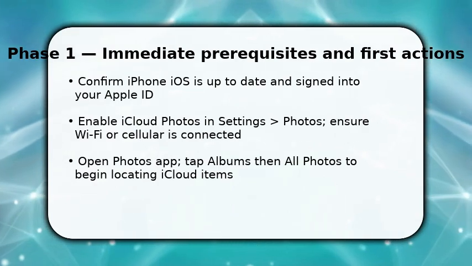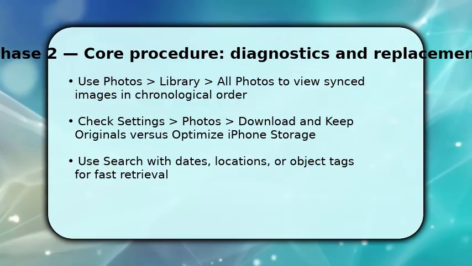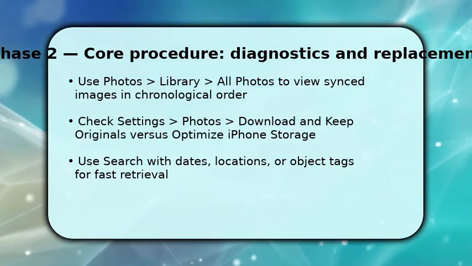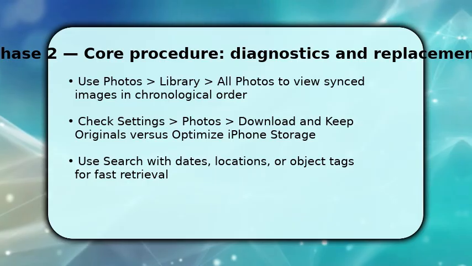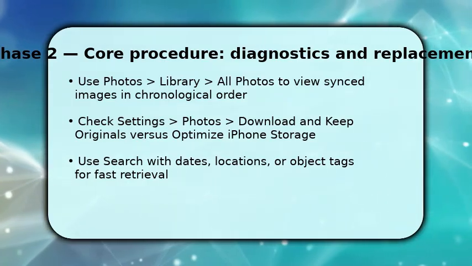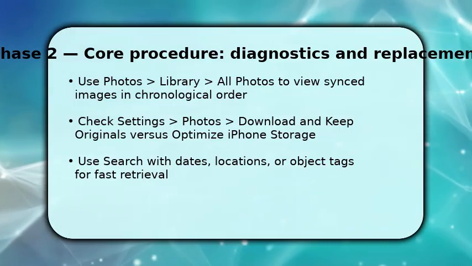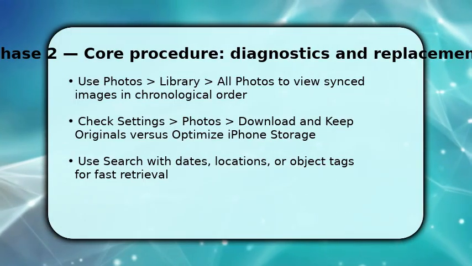Now you find the photos. Open Photos and tap Library, then All Photos to see everything iCloud has synced, displayed by date. This is the most reliable view. If images appear as thumbnails, go to Settings Photos and check Download and keep Originals versus Optimize iPhone storage. Optimize saves space but may show lower res until downloaded.